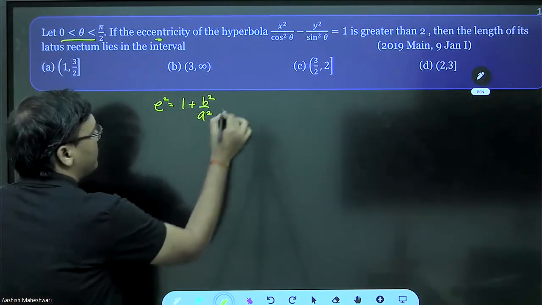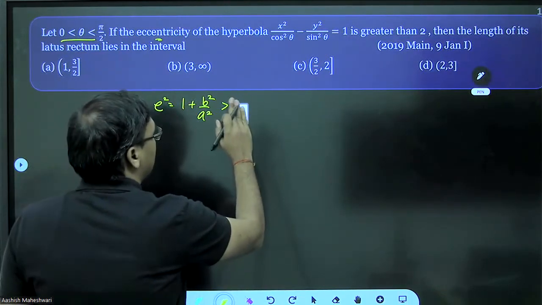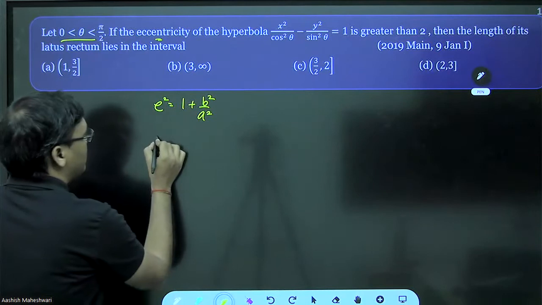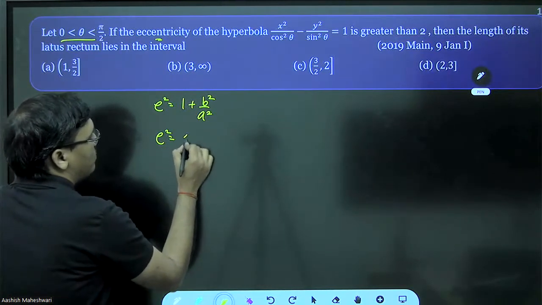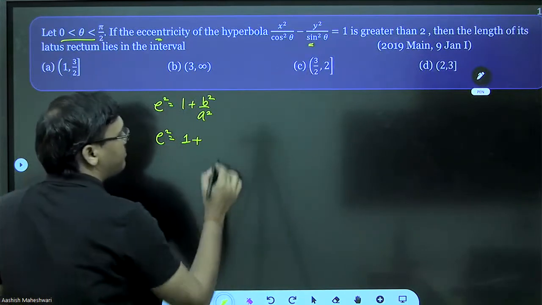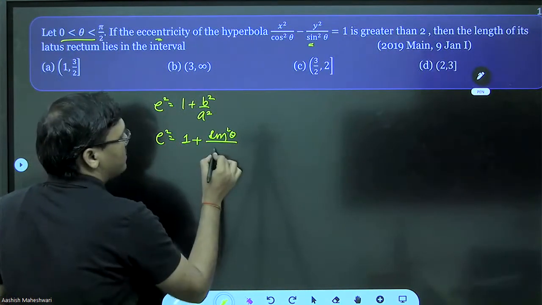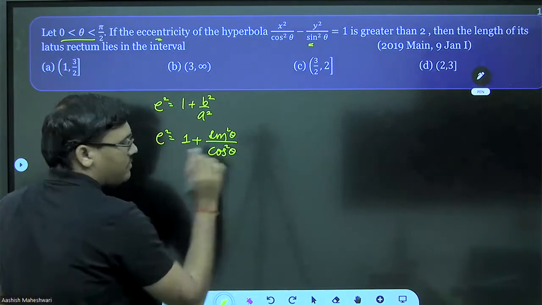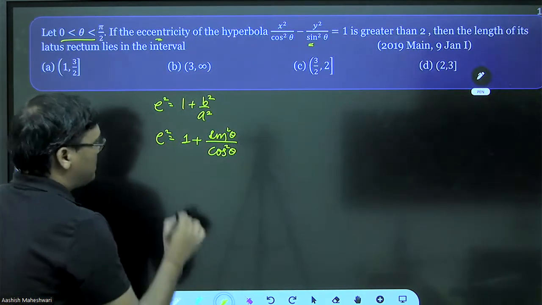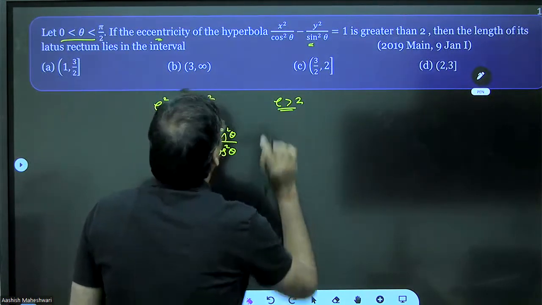So this is greater than 2. No, this is eccentricity. E square is equal to 1 plus b square. What is b square? Sine square theta divided by a square. This is cos square theta. Correct? So now E is greater than 2. It is given that E is greater than 2.